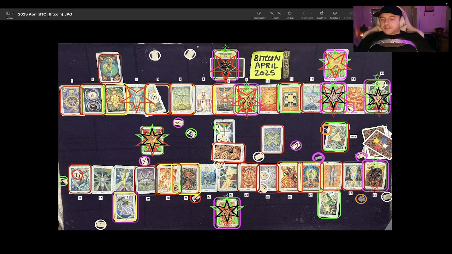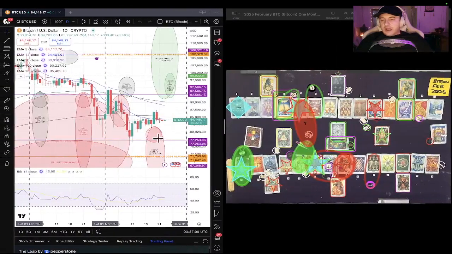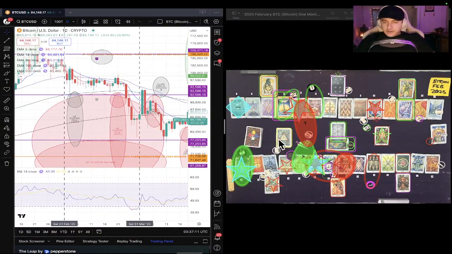So I'm going to get into this in more detail as we progress, but before we do that, let's take a look at February and see how our prediction went.